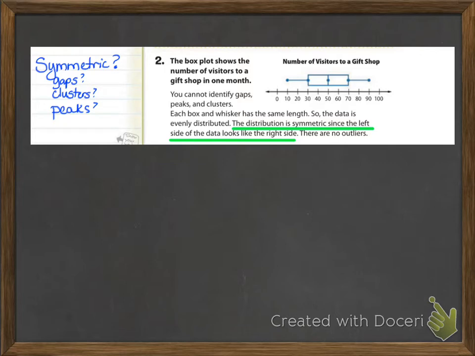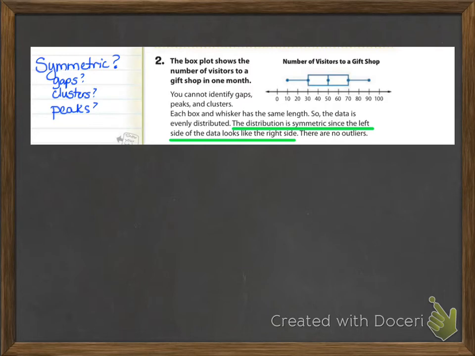Now box and whisker plots do not give us specific data values. Remember, what you get is your median, and you know what the smallest and the largest numbers in the data set are, because those would be your extreme values, which in this case would be 10 and 90, but you really don't know what specific other numbers were given here. So in this type of plot, the box and whisker plot, you cannot identify any gaps because you don't know where the gaps are. You can't tell where the peaks are. And in this one, there's no clusters.